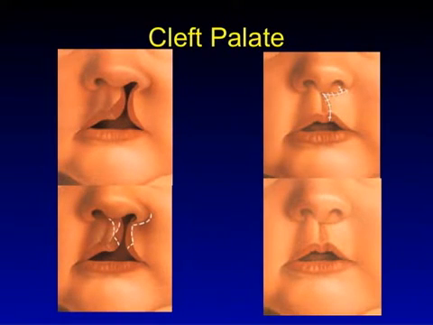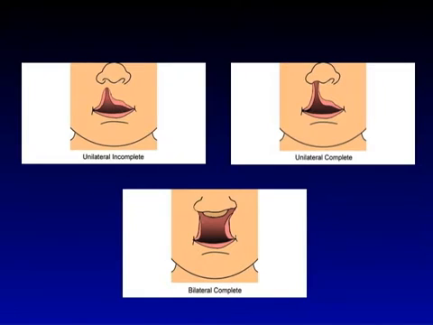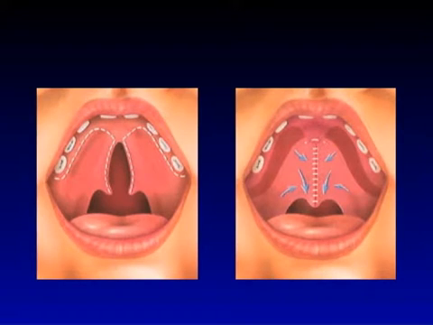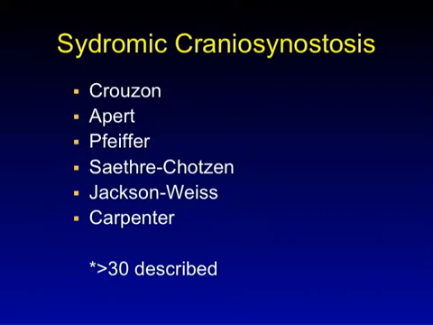Cleft palates, you probably won't see on the boards either, but it's good to know just because it organizes, again, the different craniosynostoses in your mind. There's a unilateral incomplete, which doesn't extend to the nasolabial area. The unilateral complete does, and the bilateral complete. And they also have cleft palates. Okay, so there are many synostoses to know.